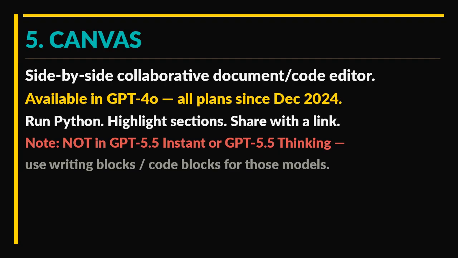Step 6. Scheduled tasks. ChatGPT can run tasks autonomously on a schedule, search the web, check connected apps, compile results, and notify you only when something is worth reporting. Available for Plus, Pro, Business, and Enterprise. Tasks can run as often as once an hour. A daily briefing, a price monitor, a weekly summary, set it once.